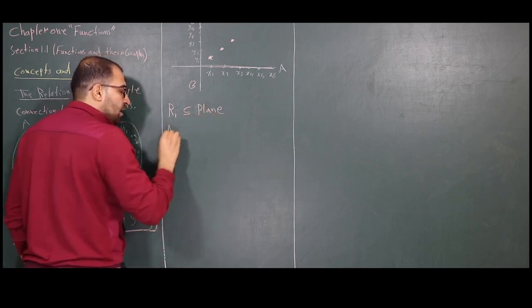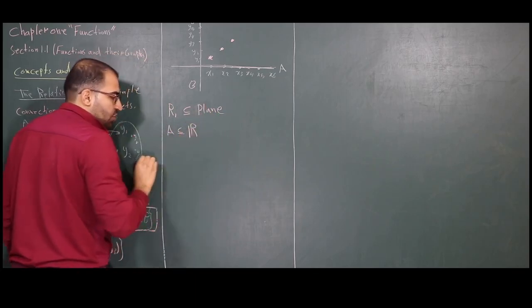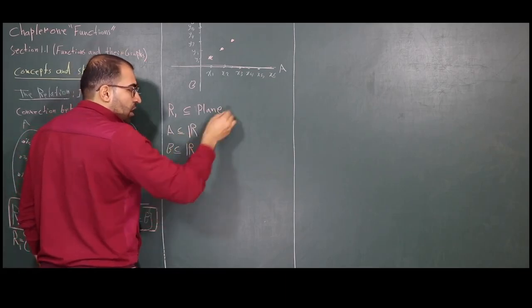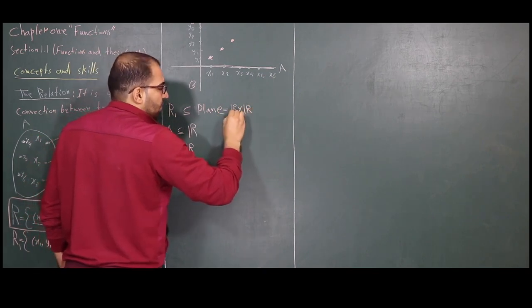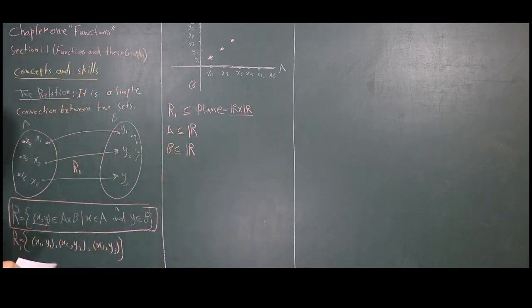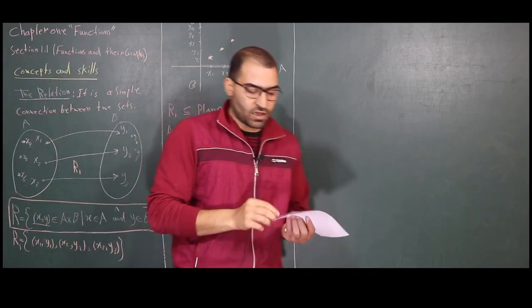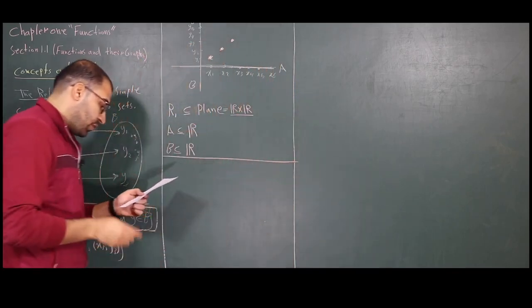Okay? A is a subset of the real numbers, which is R, and B is a subset of the real numbers R. The plane equals the multiplication between R and R. We call it the Descartes multiplication. Okay, this is the relation. This is a very simple concept, and it will be the base for our concept today.